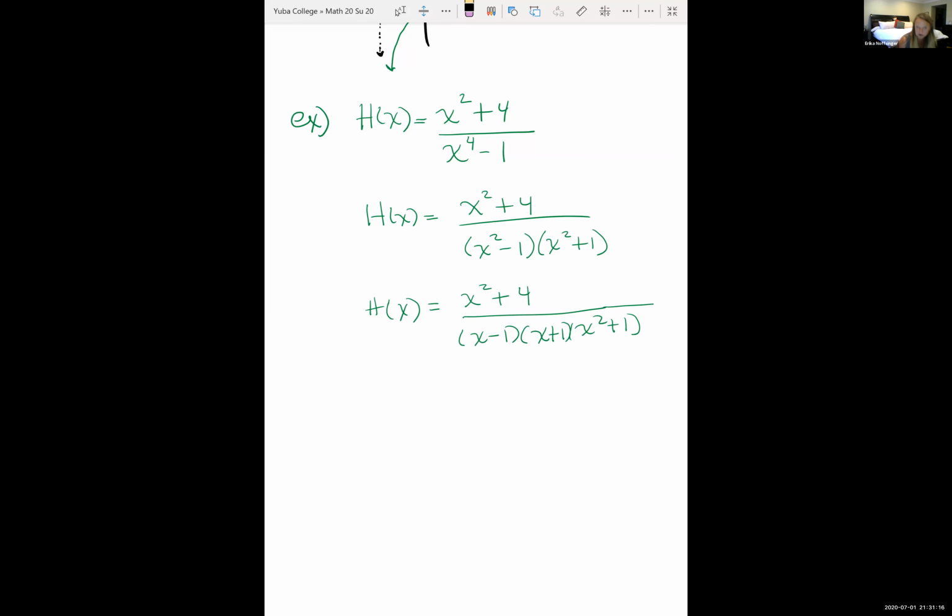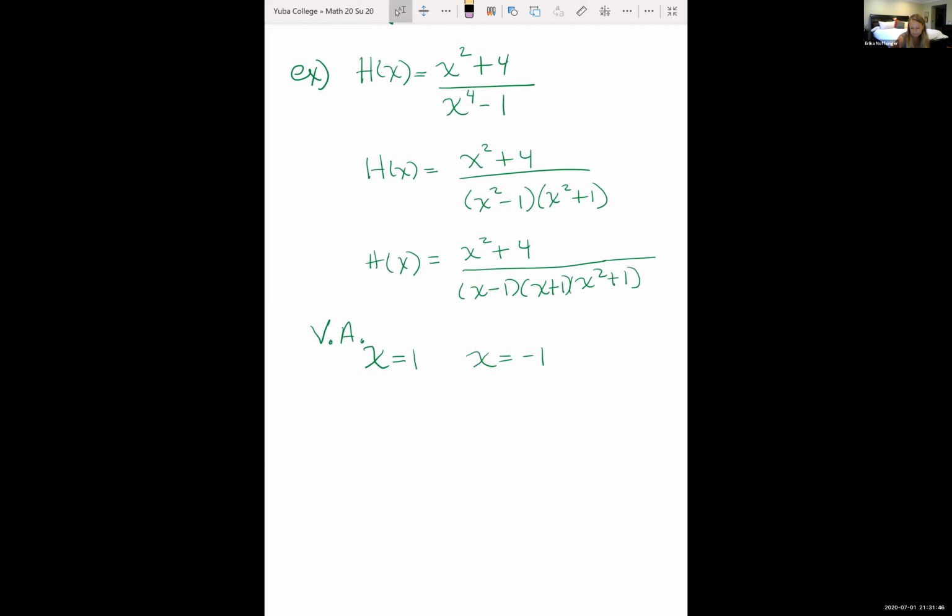Sum of squares don't factor over the real numbers, but over the complex numbers it does. So the values that set our denominator equal to 0 are x equals 1 and x equals negative 1. So these are our vertical asymptotes. x squared plus 1 is only equal to 0 over the imaginary numbers. If I wanted to write the domain, we would say the set of x such that x is not equal to 1 and x is not equal to negative 1.